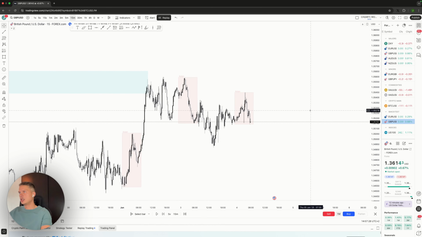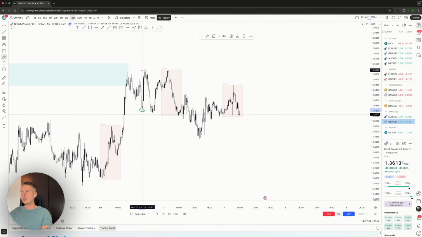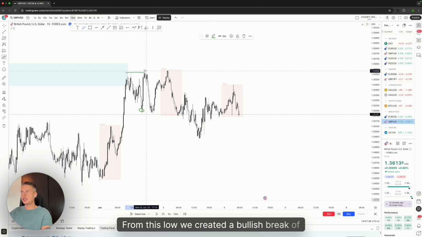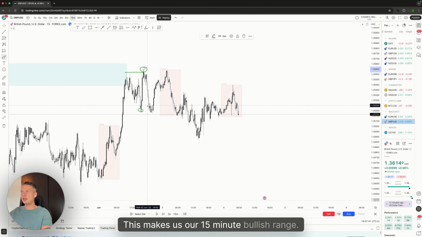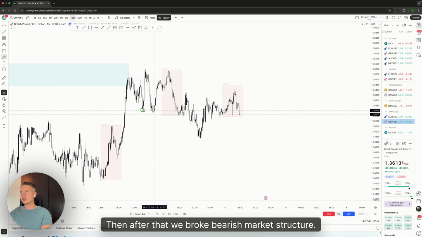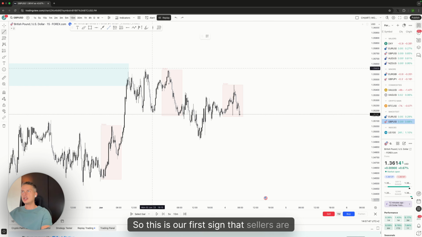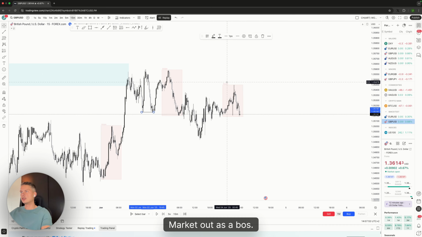All right. So what we can clearly see is that we had price making a low. From this low, we created a bullish break of structure and we created a new high. This makes our 15-minute bullish range. Then after that, we broke bearish market structure. So this is our first sign that sellers are potentially coming into the market. Bearish break of structure over here, mark it out as a BOS, right?